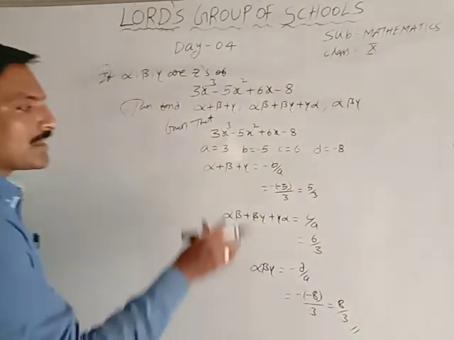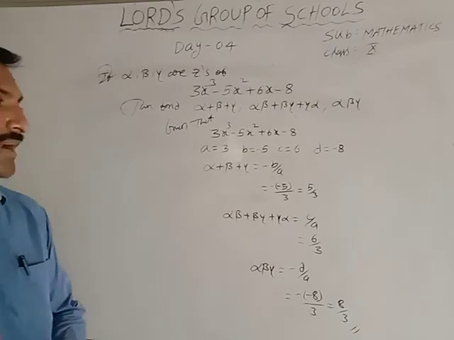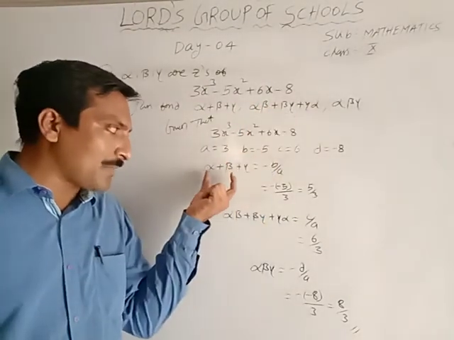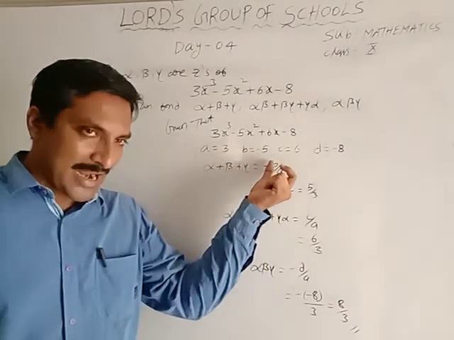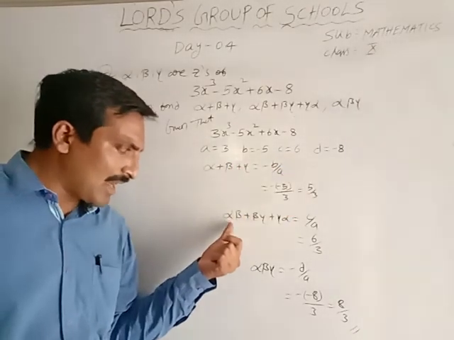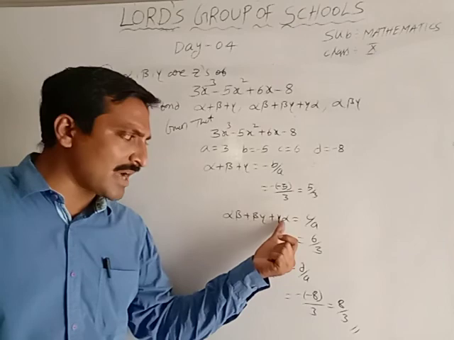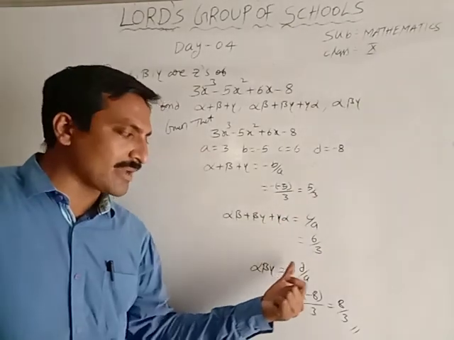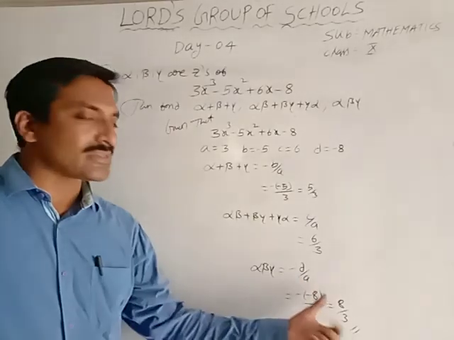This is the relationship between zeros and coefficients. If asked individually, you have to write: alpha plus beta plus gamma means minus b by a, alpha beta plus beta gamma plus gamma alpha is c by a, and alpha beta gamma is minus d by a. This is the process.